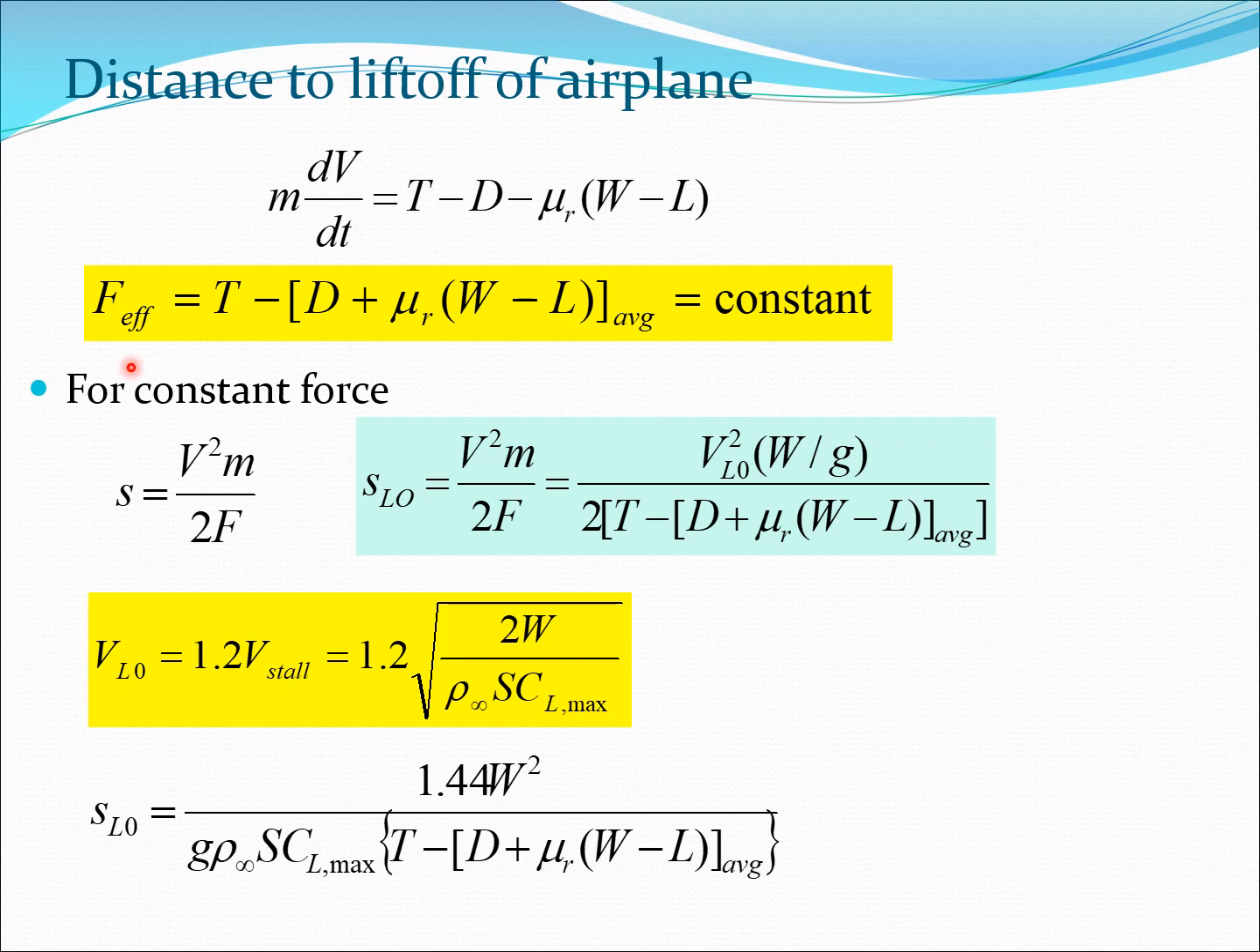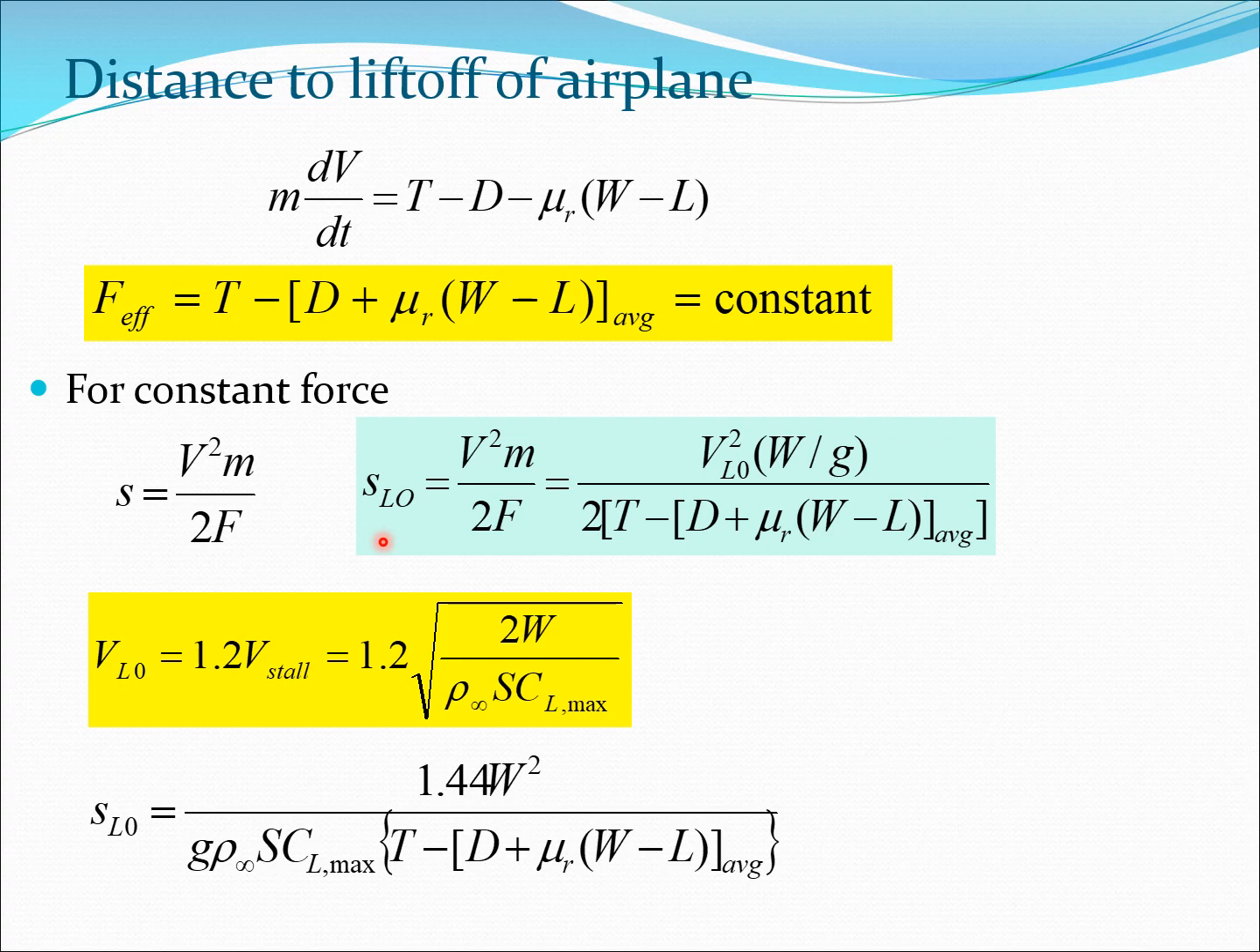And what we are going to do is we are going to say there is an F effective force, which is this force. This is the T minus (D plus R) component. And we are going to say that there is going to be an average value of this particular component D plus R. And this entire thing T minus this component is going to be a constant value. So if we were able to get this constant value, then we can use the equations we derived before. So we can use S is V square M by 2F, and we can get this equation here for SLO.